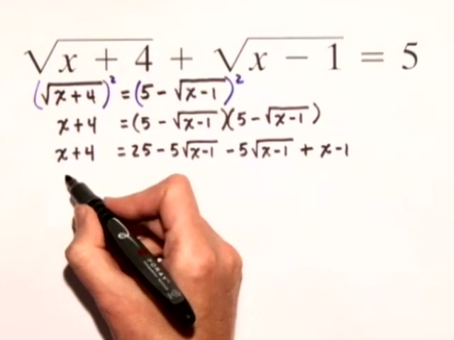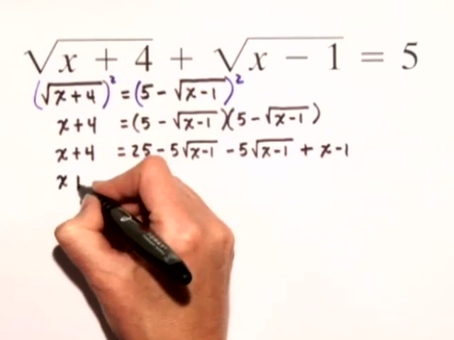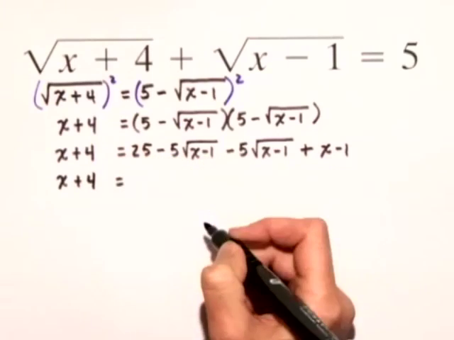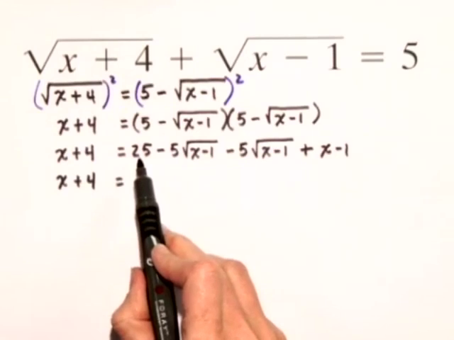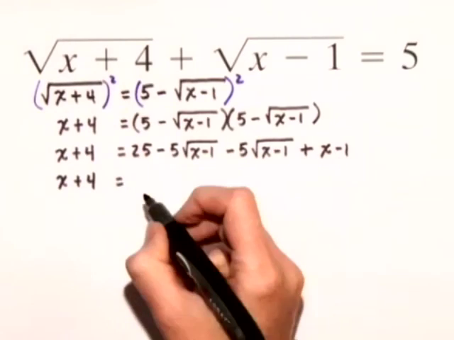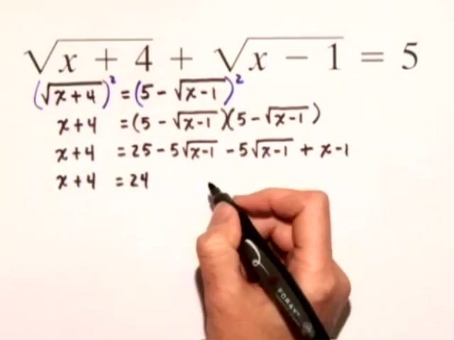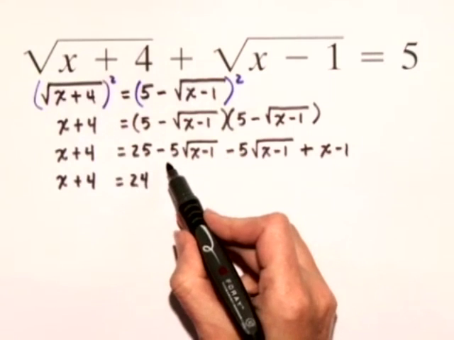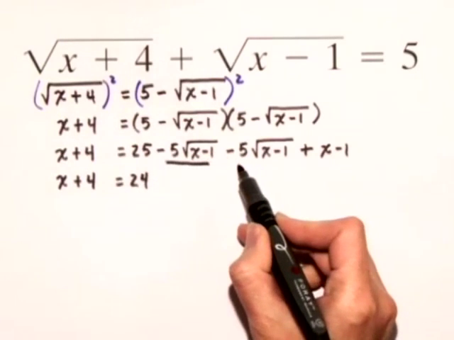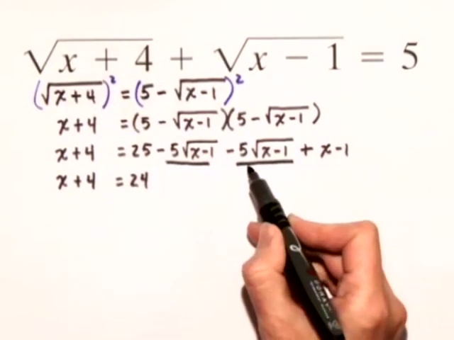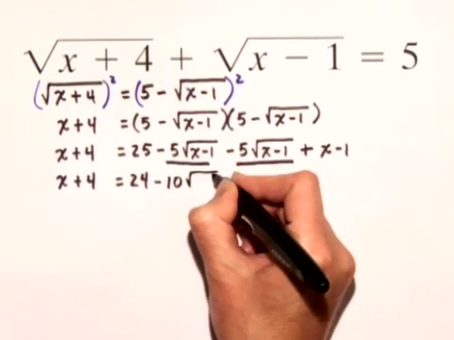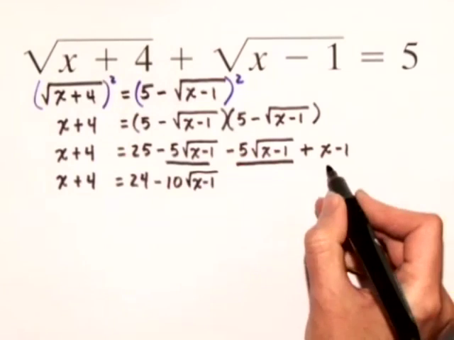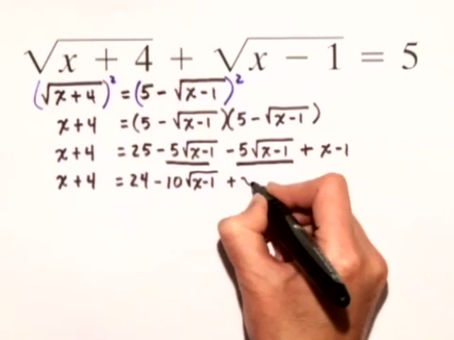Now on the left-hand side, we have x plus 4 is equal to, on the right-hand side, notice I have 25 minus 1. I'll combine that and get 24. Then I have negative 5 times the square root of x minus 1, and another negative 5 times the square root of x minus 1. That's negative 10 times the square root of x minus 1. And then I still have plus x.